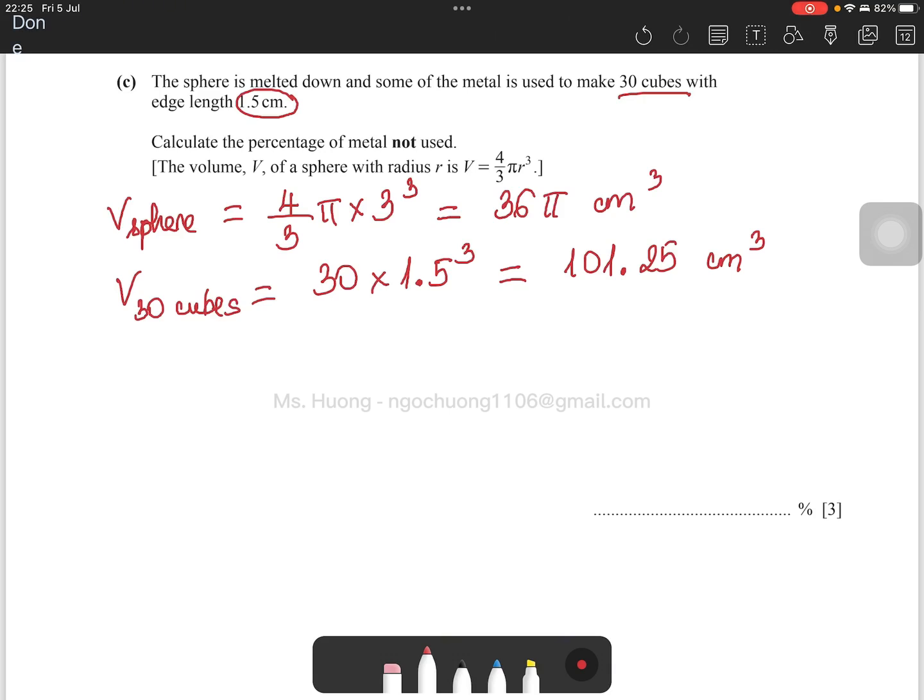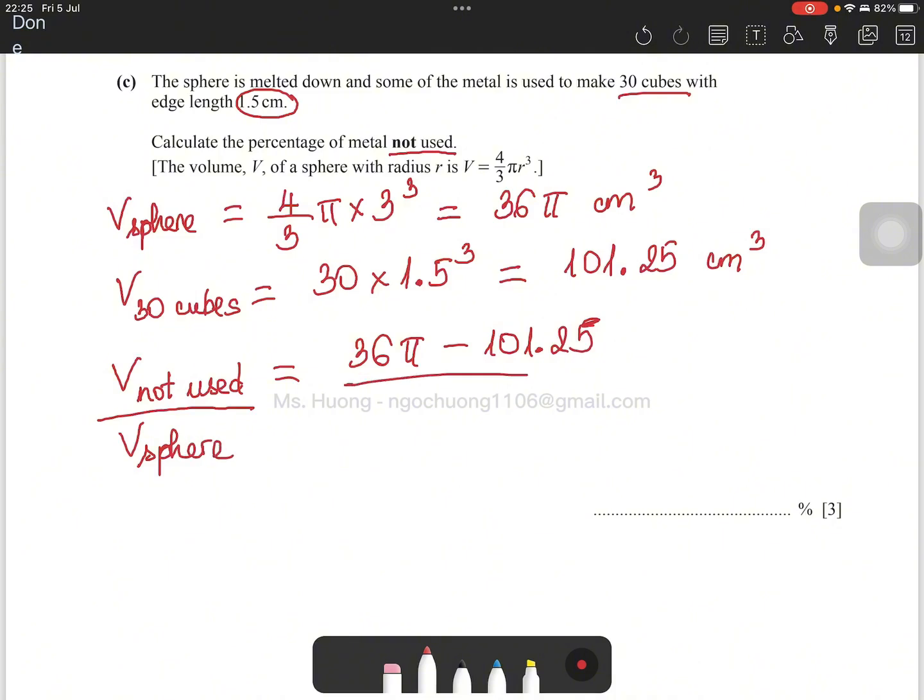So to find the percentage of the metal not used, first we need to find the volume of the metal that we didn't use. It is equal to the volume of the sphere minus the volume of 30 cubes. And to find the percentage, we need to divide this volume by the original volume, which is the volume of the sphere. So I'll divide this by 36 pi. And then we convert this one into percentage. So the answer is going to be 10.5%.